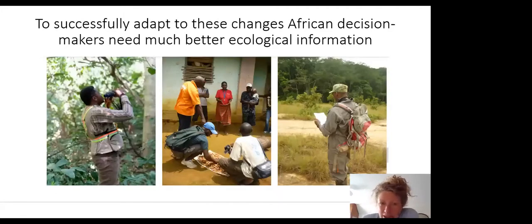So to successfully adapt to climate change, decision makers in African nations need much better information on natural and agricultural systems, the availability of natural resources, and the ways that people depend on them. And this is incredibly important in this region of the world where so many people rely directly on either natural ecosystems for resources such as timber, food, fuel, and also directly on small-scale agricultural ecosystems.